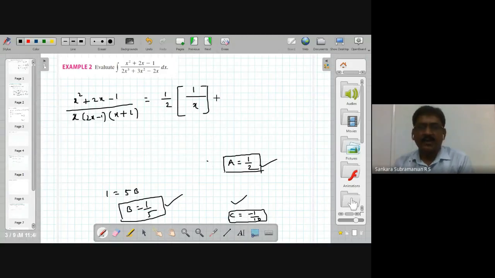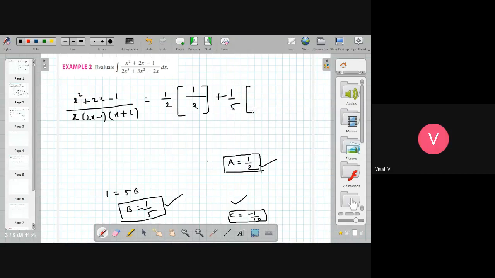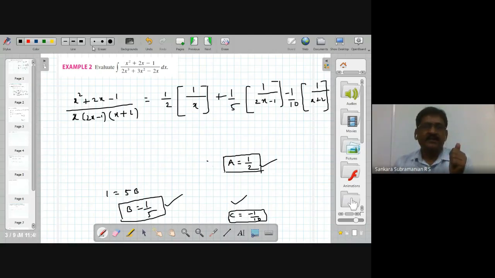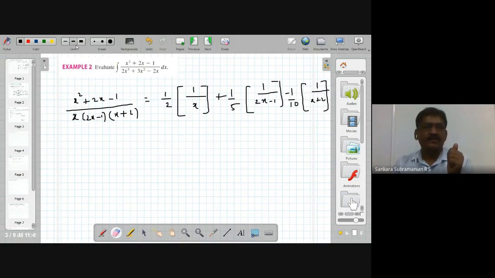Okay, and b, what is b? 1 by 5 into 1 by 2x minus 1. And what is c? This is minus 1 by 10 into 1 by x plus 2. So a fraction has been made into a partial fraction. This is done due to the factorization of the denominator being possible.